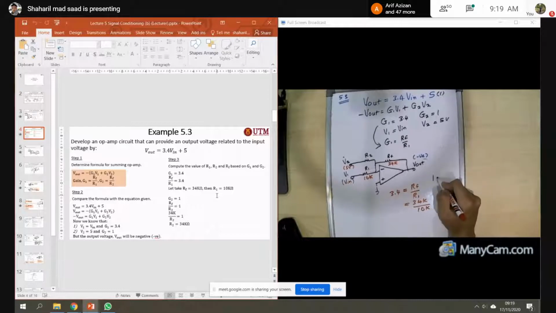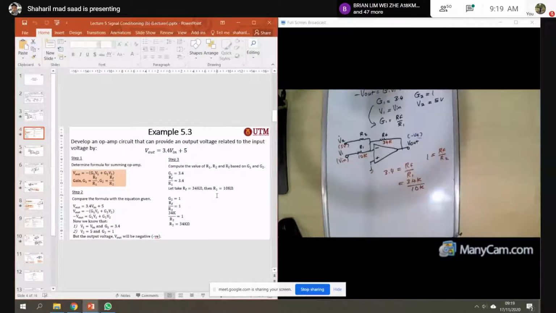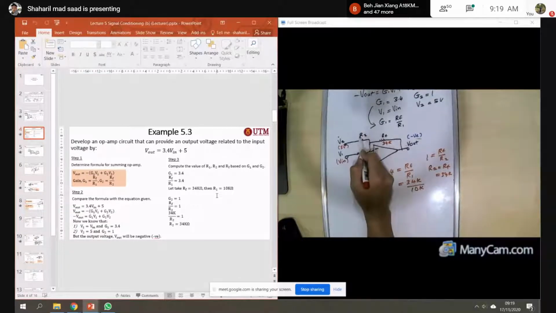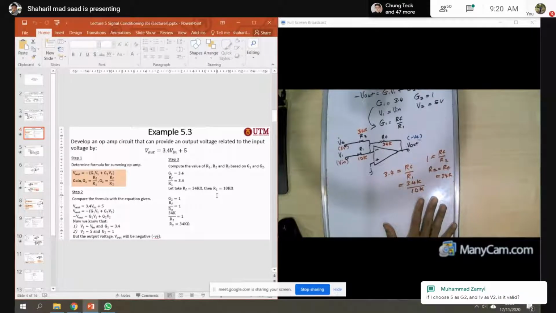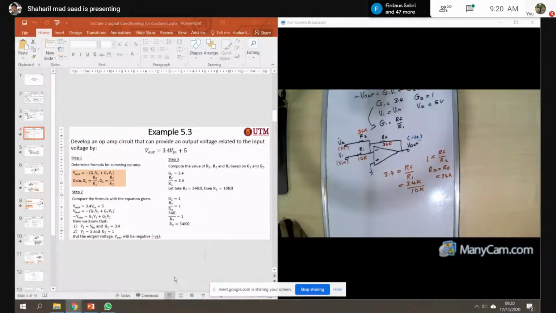So how about R2? R2 is from G2, 1 equals RF over R2. Then R2 is equal to RF, where your RF is 34K. So the value of R2 is 34K. All right. So far, okay? Do you have any question?